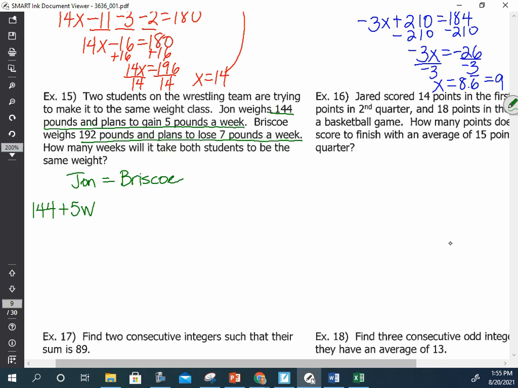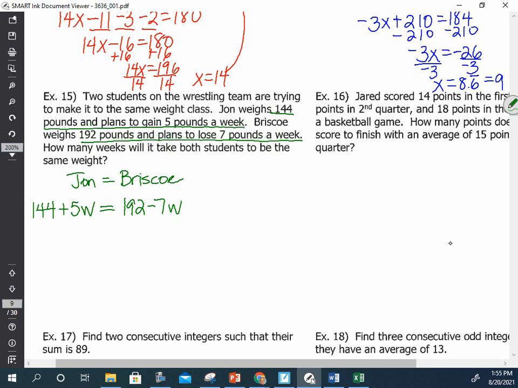Briscoe weighs 192 pounds and plans to lose 7 pounds a week. So that's 192. Losing is subtraction, 7 pounds a week. And they want to be equal, so we set the two parts equal to each other. So now we have our setup. It's up to us to now solve it.